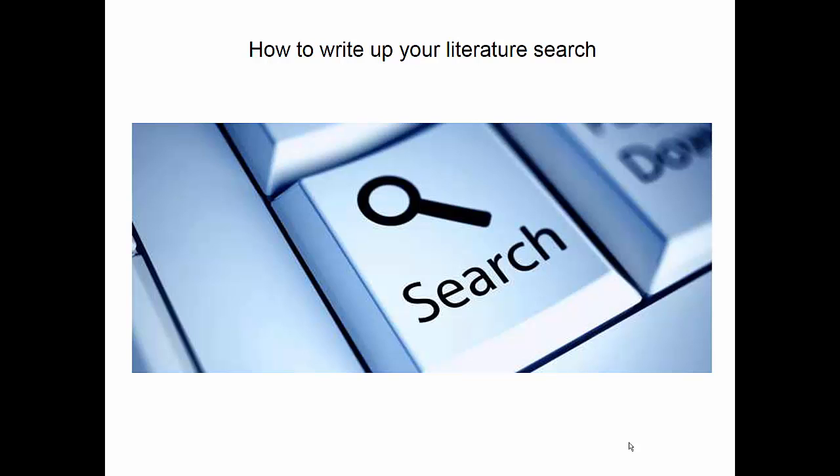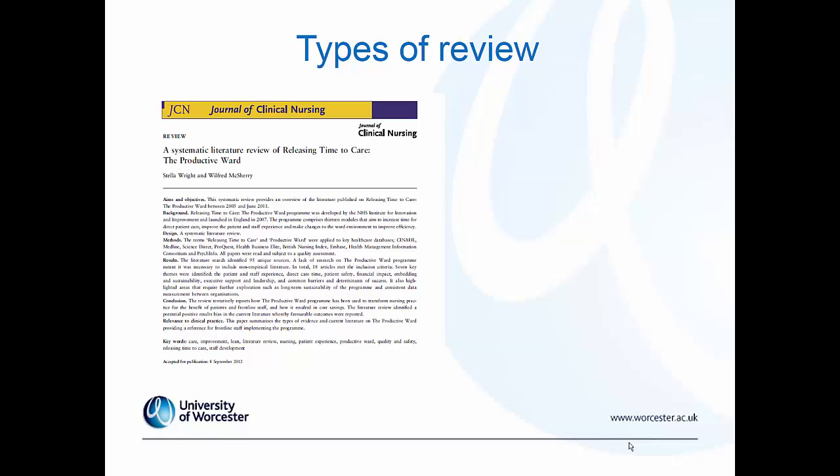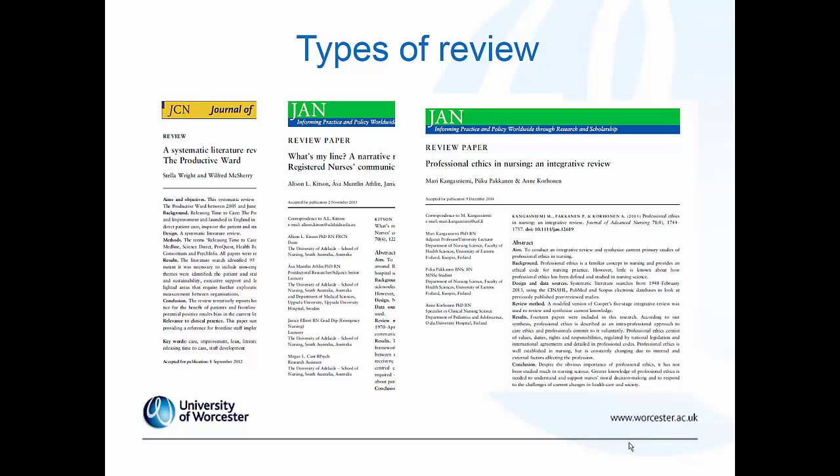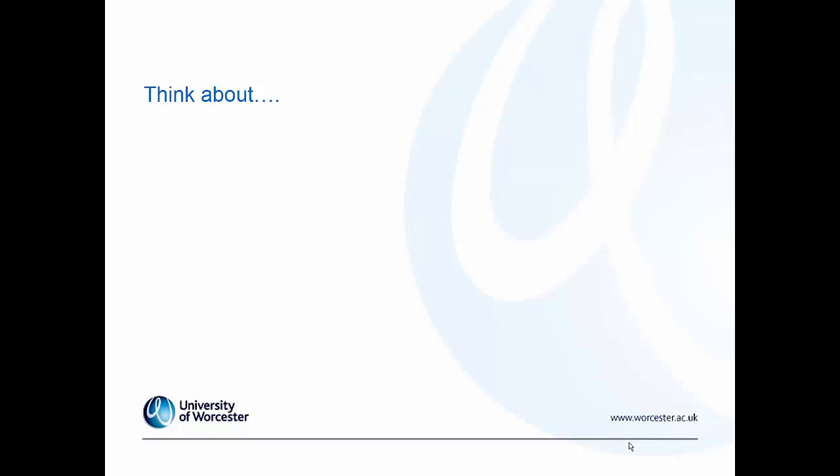So you found your 5 papers. Now you need to write up your literature search. How do you go about doing that? Well, one place to start is by looking at how published papers do it. So you'll find systematic lit reviews out there, you'll find narrative reviews, and you'll find integrative reviews. These are all different types of reviews, but they'll all have a section on how the databases were searched. You could have a look at those, but don't copy them.